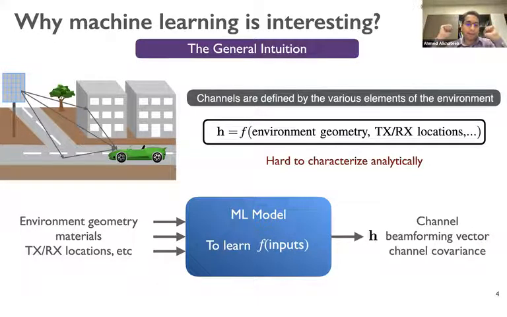And the key trick here is that if we have a way to acquire these inputs, or some good features for these inputs, for the environment geometry, materials, locations, etc., with low training overhead, then using this machine learning model, we can map these features, which can be acquired with low training overhead, to channels or beamforming vectors, and so on, that would otherwise require high training overhead. And this would be one interesting way to leverage machine learning to overcome these critical challenges.